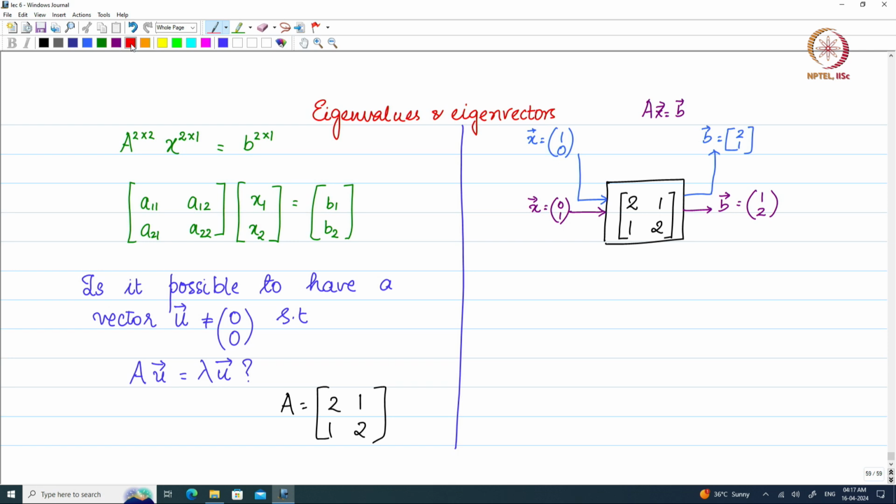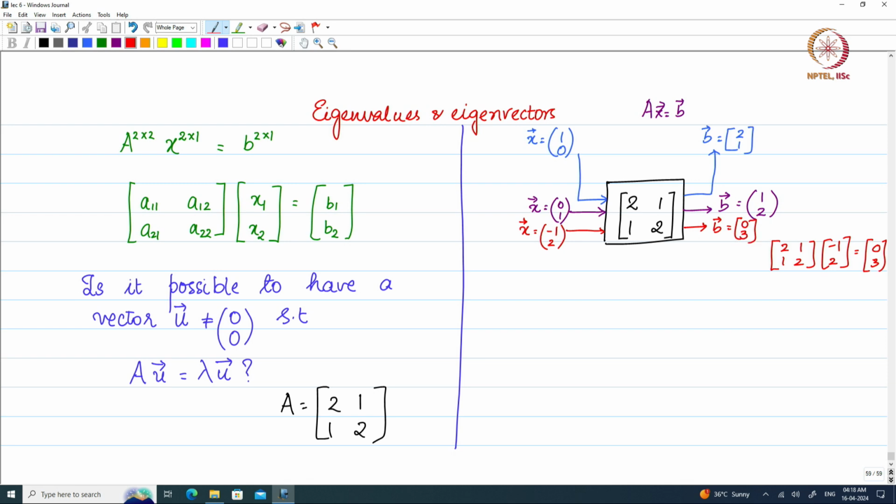Then I have this third one: let me take the x vector to be equal to minus 1 2. So, what does this do to minus 1 2? I am going to have 2 1 1 2 into minus 1 2. That is going to give 2 into minus 1 is minus 2 plus 1 into 2 is 0. Then 1 into minus 1 is minus 1 plus 2 into 2 is 4, so 4 minus 1 is 3. So, I am going to go to 0 3. So, this is going to give me B equal to 0 3.